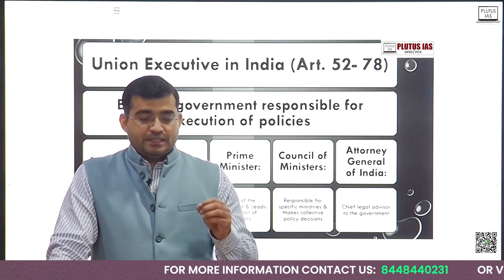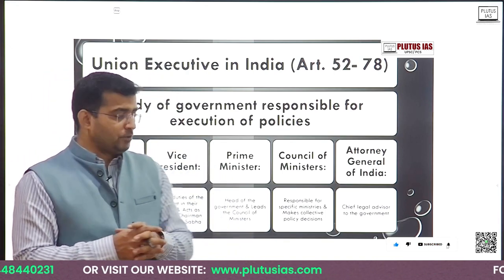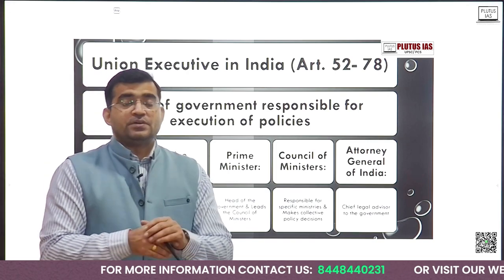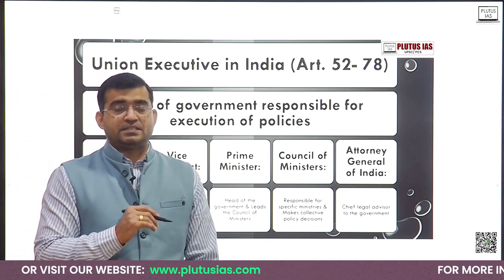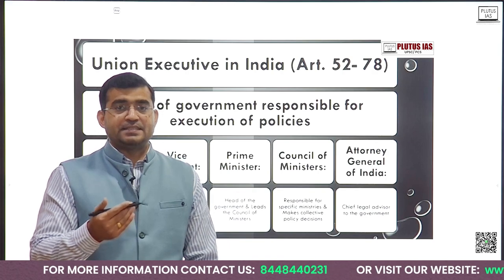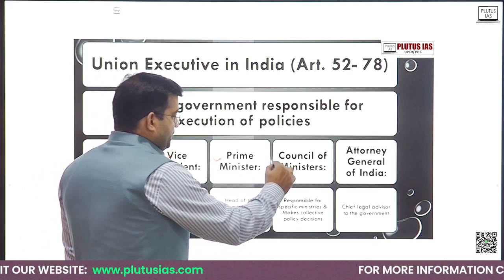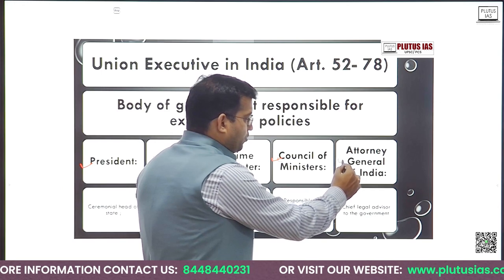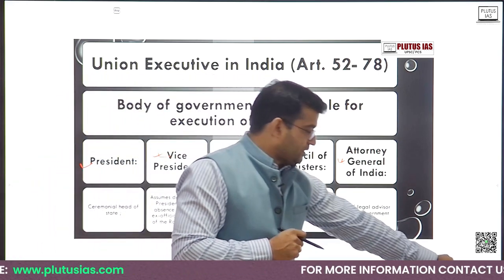So here, when it comes to the Union Executive, it comprises five different bodies. You know very well that it is our President. The President is the executive head. The Vice President is there to support the President, or whenever the office of the President is vacant, in that case this office fulfills the requirement. Next is the Prime Minister and the Council of Ministers. We will discuss them one by one in detail. And the last one is the Attorney General. So in this session, I will provide you the analysis about the President.